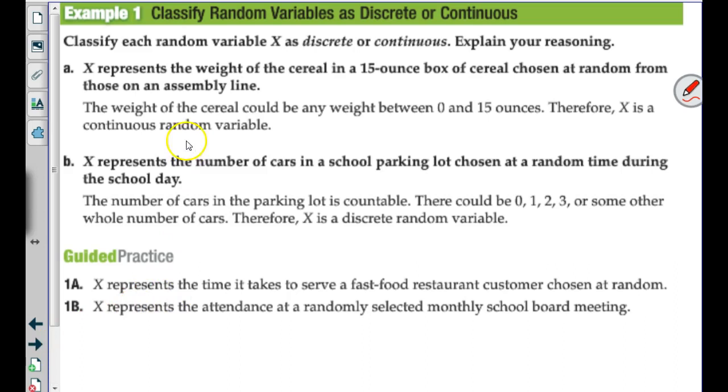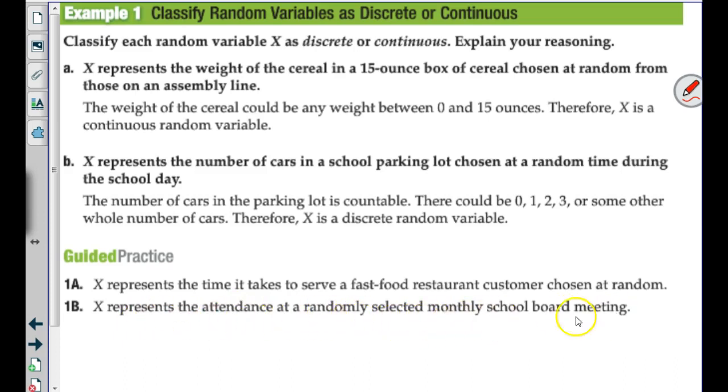I don't think you have these two. Well, I'll go through these 4. I don't know if you have them. Weight of a cereal box, that's going to be continuous because we could measure it to the nearest hundredths or whatever. Number of cars in a parking lot, definitely going to answer as a whole number, so discrete. Time it takes to get your food at a fast food restaurant, discrete or continuous? Continuous. Okay, because it could be measured, 7 minutes, 7.1 minutes, how many seconds, you could break it down.